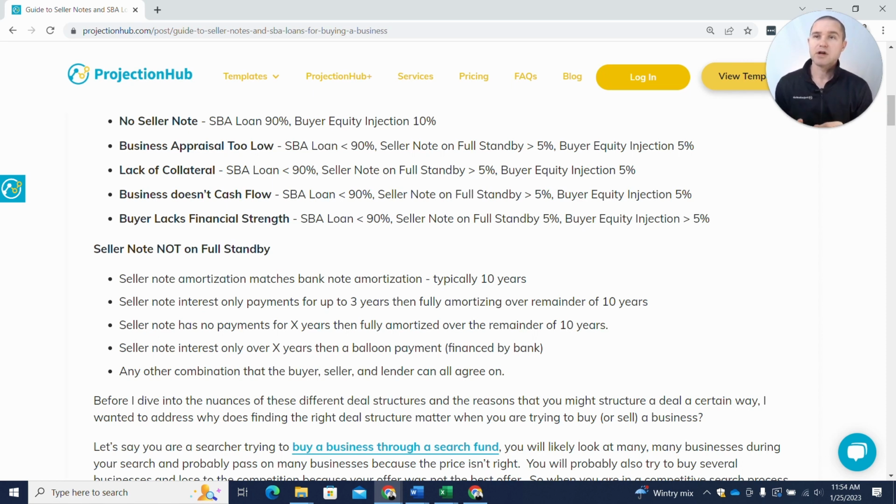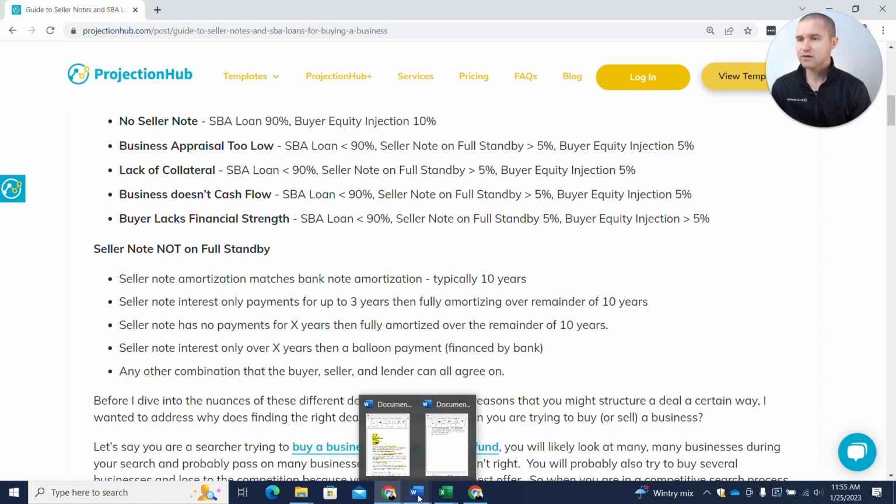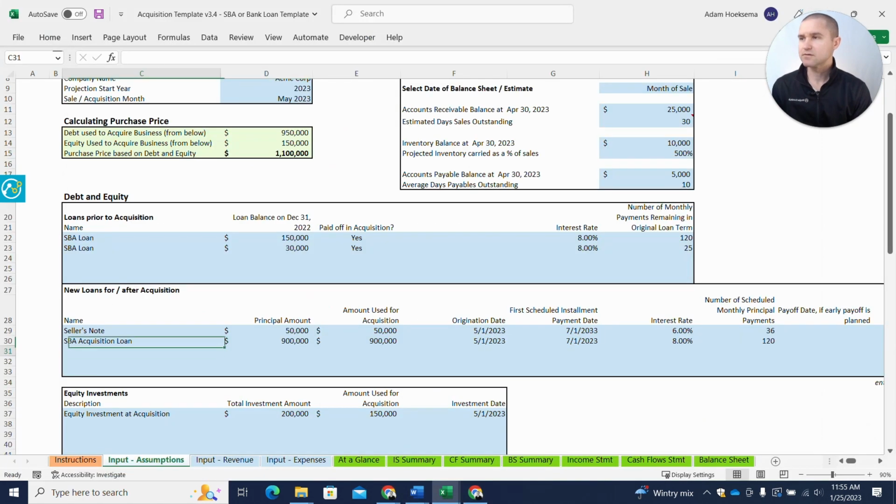Now, I just want to talk about one more scenario here, which is that you might not be using SBA at all. If the deal is strong and the bank doesn't need to use SBA, the bank is making a traditional loan, and they can have more flexibility about what they're willing to do. They might not require the seller note to be on full standby. And that means the seller note could have different payment structures. So you may not have to wait 10 years or 5 years or whatever until the SBA loan is paid off. So I'll show you some examples.